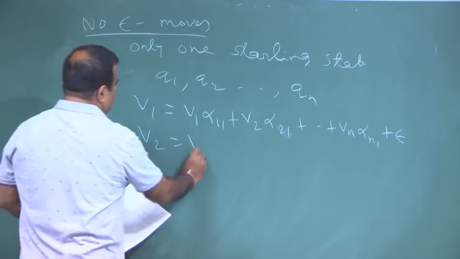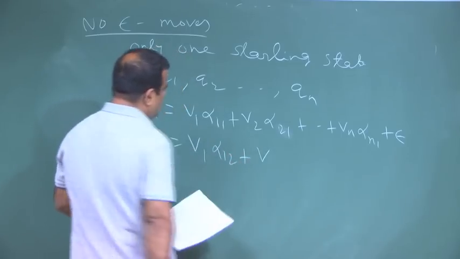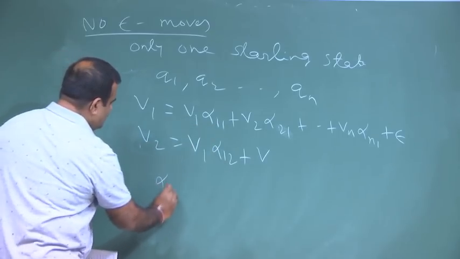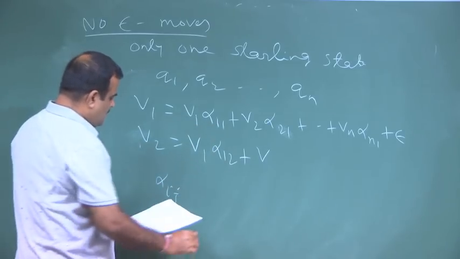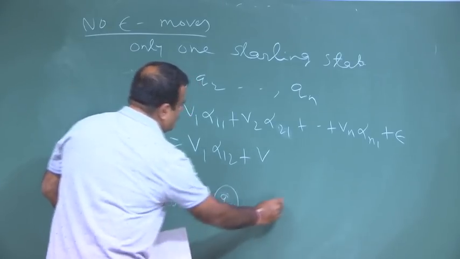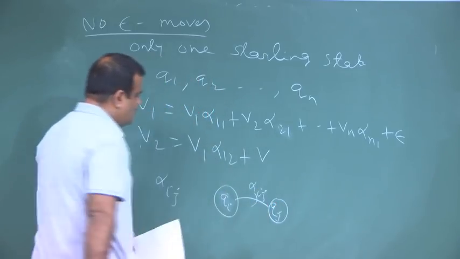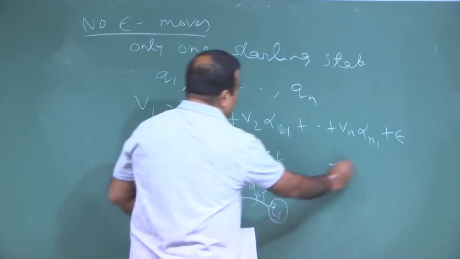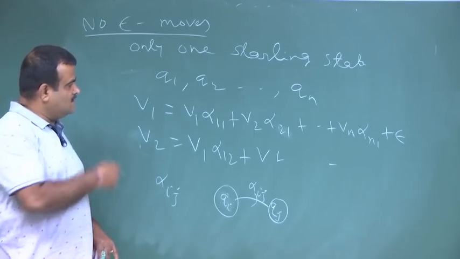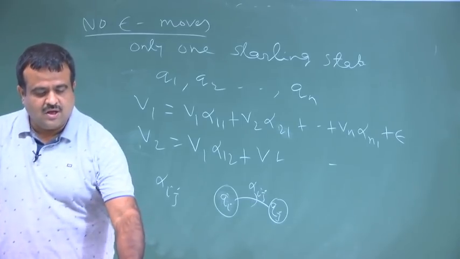Then v 2 is equal to v 1 alpha 1 2 plus, and so on, where alpha i j is the regular expression for the move from q i to q j, if there is a move. Like this we will write, and then by Arden's theorem we will try to solve these equations. There are n equations and we will keep on applying Arden's theorem to solve these equations. Thank you.